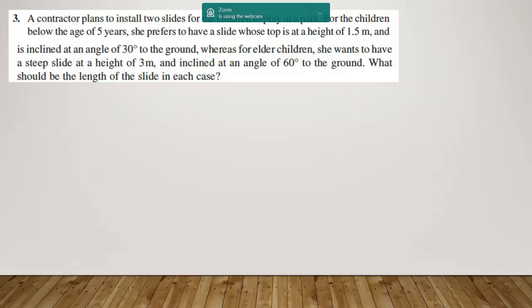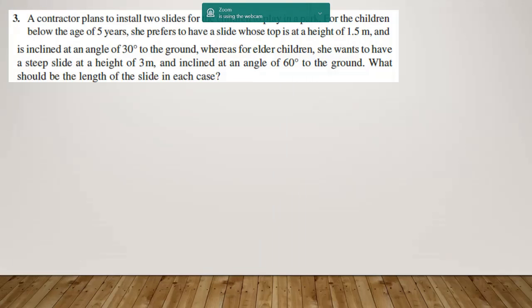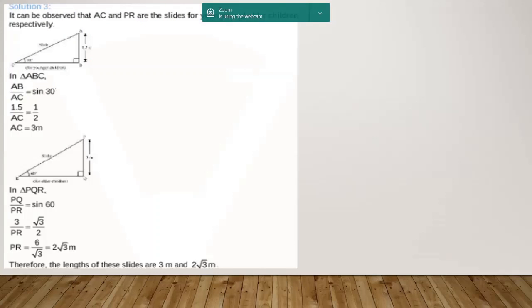Ma'am, for the first case, it should be 3 meters. Sin 30. Tanvi, it is 3 meters. Good. 3 is right. And the second one is 2 root 3 meters. Wonderful. Perfect. Just check it out.